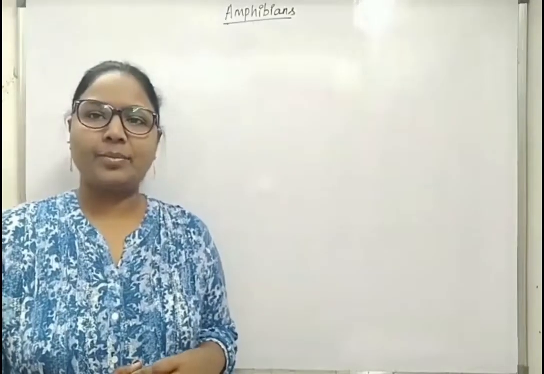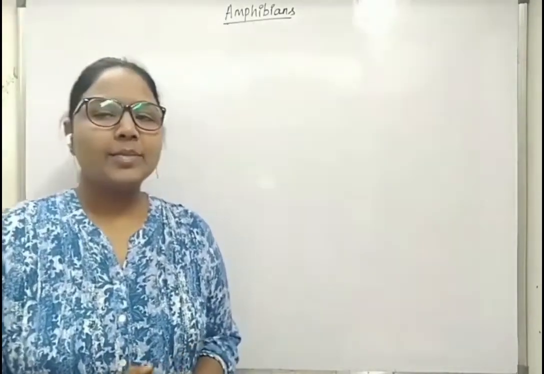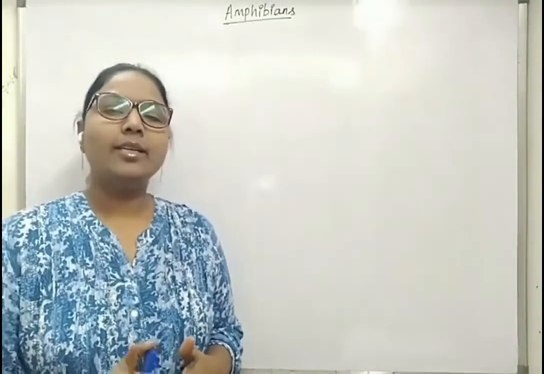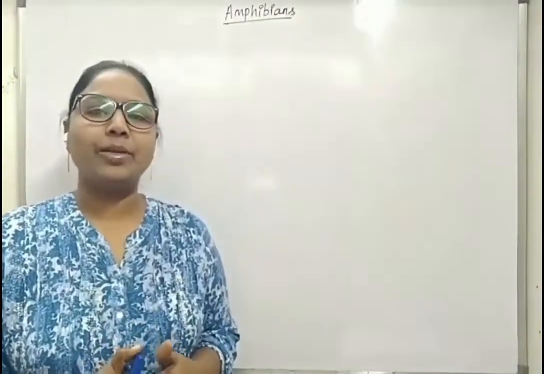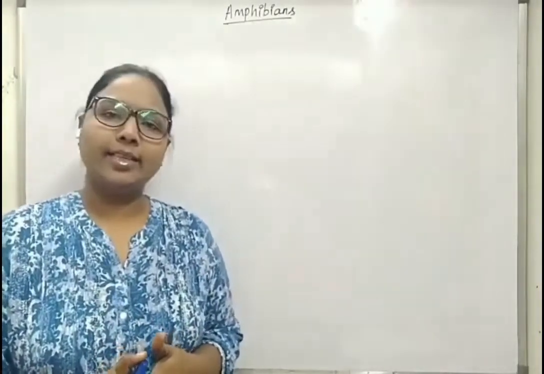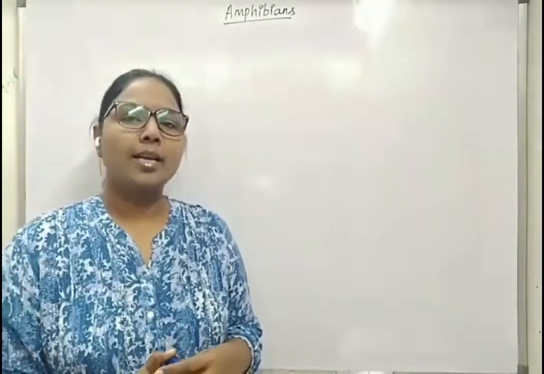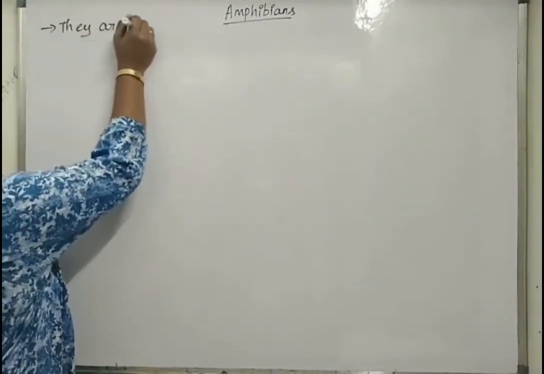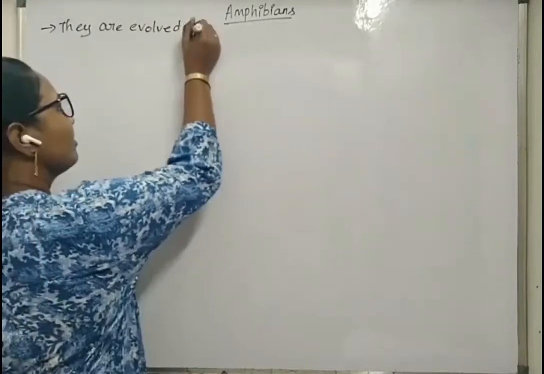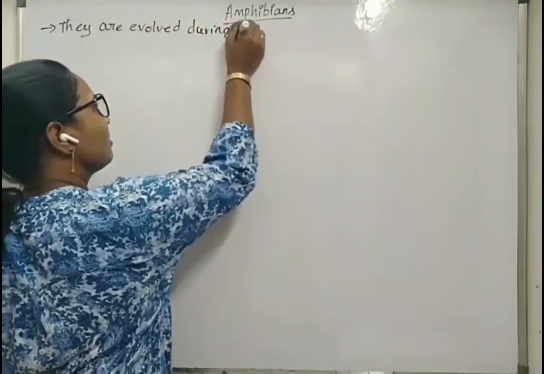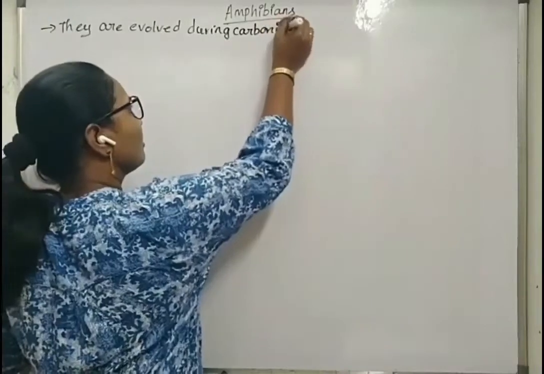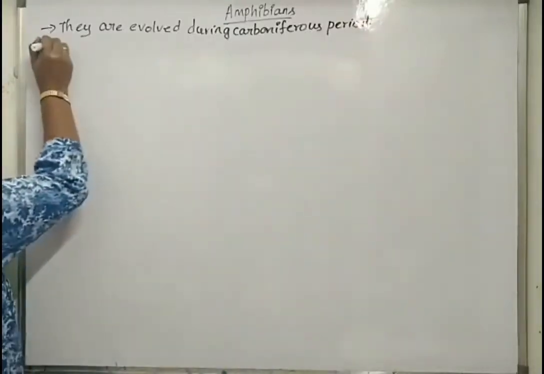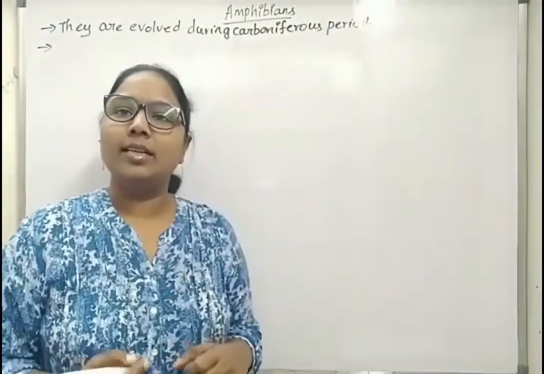Hello students, now we will discuss about class Amphibia. Organisms under Amphibia are said to have evolved during the Carboniferous period. We know that we have already seen Pisces or fishes evolved during the Devonian period. Like that, amphibians have evolved during the Carboniferous period. Their habitat is land and fresh water.